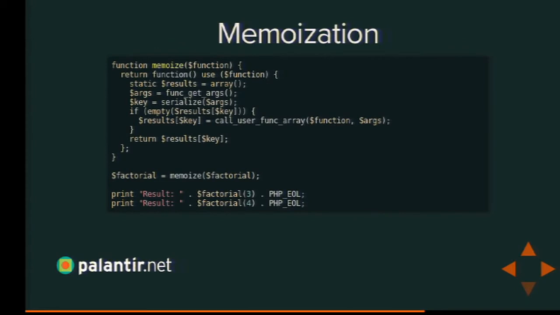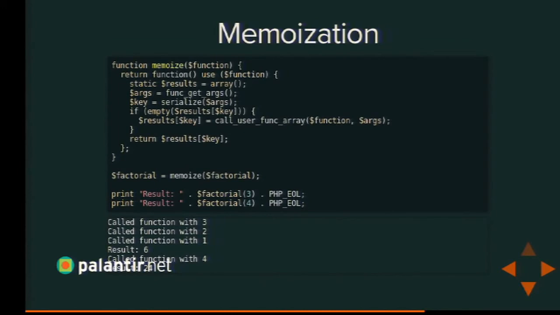And if it's not already cached in our static variable, we'll go ahead and call the original function. So now we call our new factorial with 3, and then call it again with 4. And calling it with 3, nothing's cached, so it just all goes through and computes everything. Then we call factorial 4.